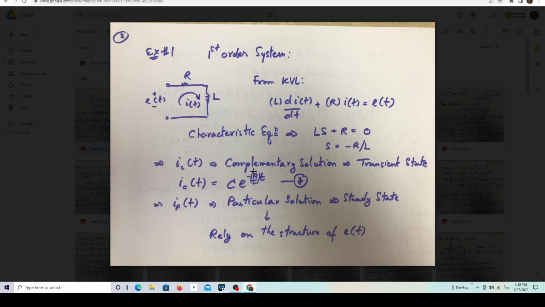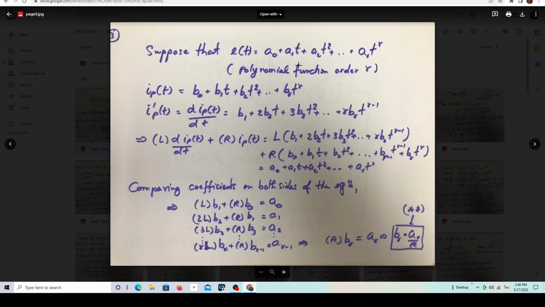Okay, you want to find the particular solution, but for that you need to know what type of input it looks like. In this one we assume that it's a polynomial function of order r. If it's a polynomial function of order r, you need to find it using coefficient comparison on both sides of the equation to find the relationship.